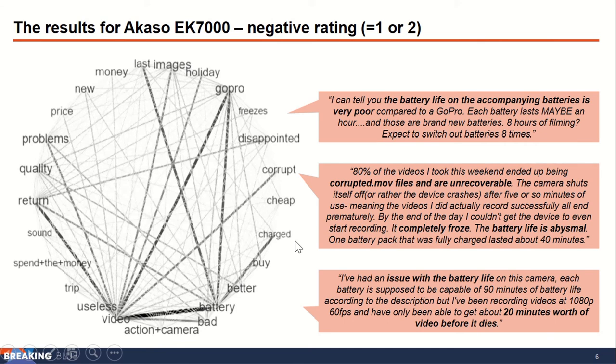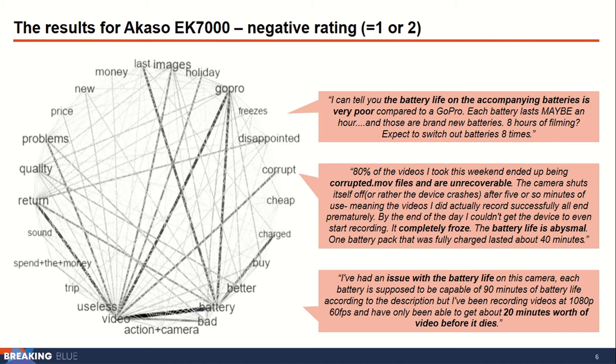Now let's compare this with the negative reviews for the AKASO camera. We see similar mentions of battery, disappointed, and return. But the lines are a lot less dark, suggesting that while battery is still an issue for the AKASO, the associations aren't as strong as they were for the GoPro. There are a number of other drivers outside of the battery for a negative review.